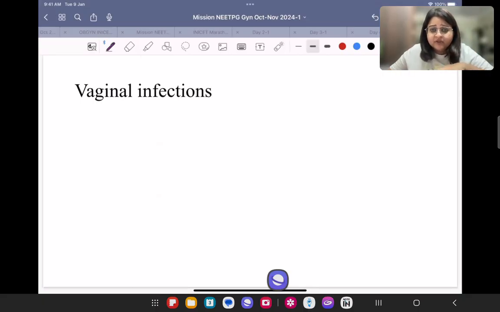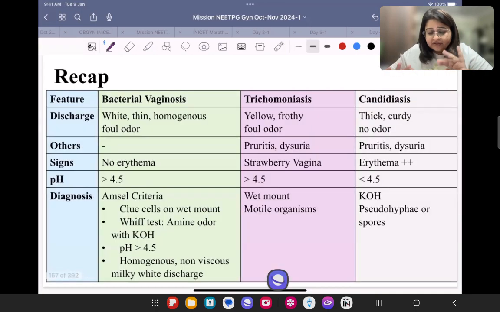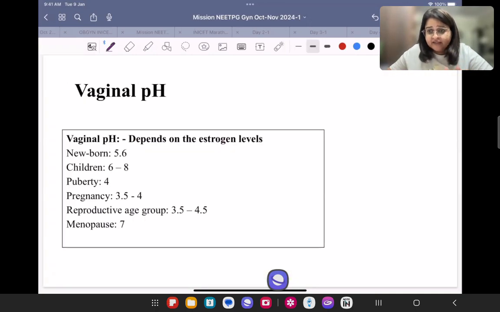Now, very small topic, just one table on infections of the vagina. It's a very high yield area.